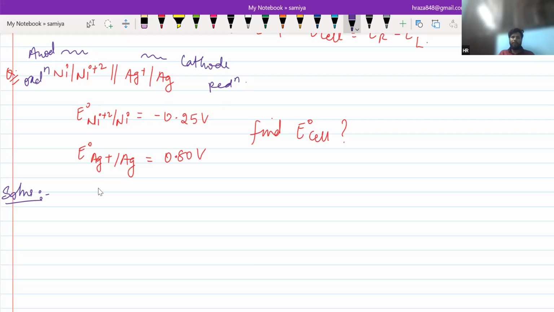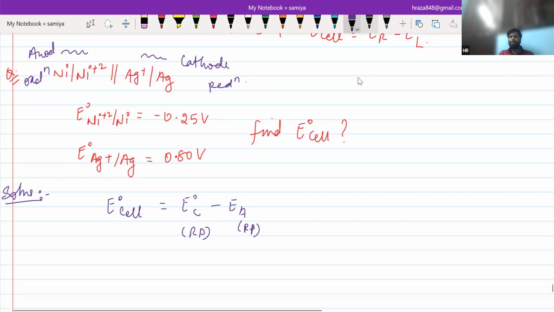So first of all, you are going to write a formula. E naught cell is equal to E naught cathode minus E naught anode. But make sure you are going to take the reduction potential for both of them. Is that clear?